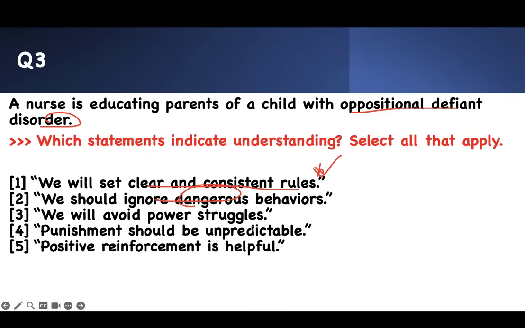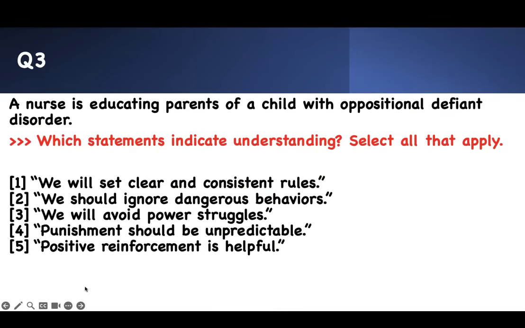Why? Because when there's a power struggle, that feeds the defiance. Punishment should be unpredictable. No, it should be predictable so that they know it's coming. If you punish them sometimes and don't punish them other times, then they will throw a temper tantrum. Let them know: if you do this, you're going to get this. Positive reinforcement is good. If they're doing something good, help them. So 1, 3, and 5 are your right answer.